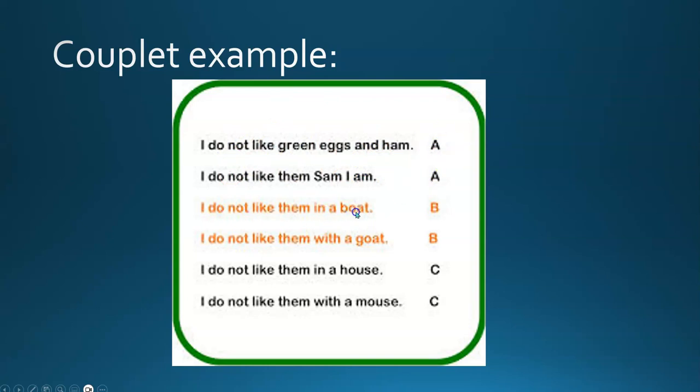And then we have, I do not like them in a boat. I do not like them with a goat. See, this is a couplet. These two rhyme. And then, I do not like them in a house. I do not like them with a mouse. So this poem would have three couplets. That's one way we could look at it. So, a couplet again is lines that are back to back.